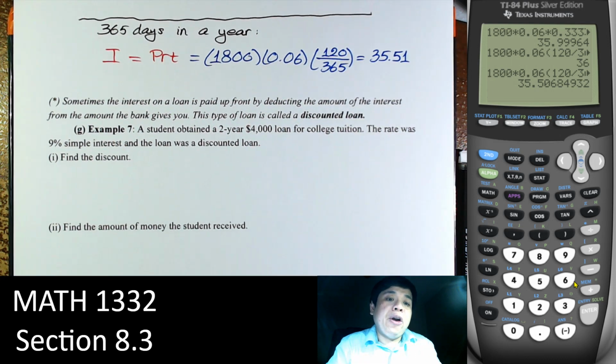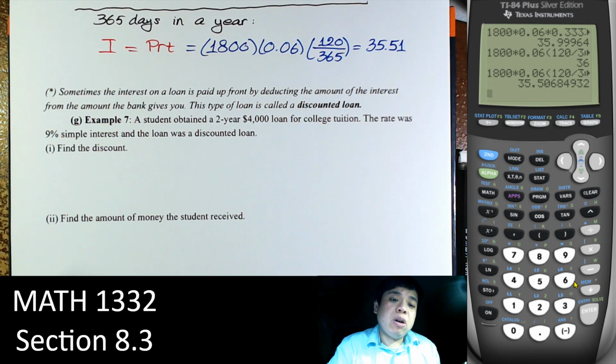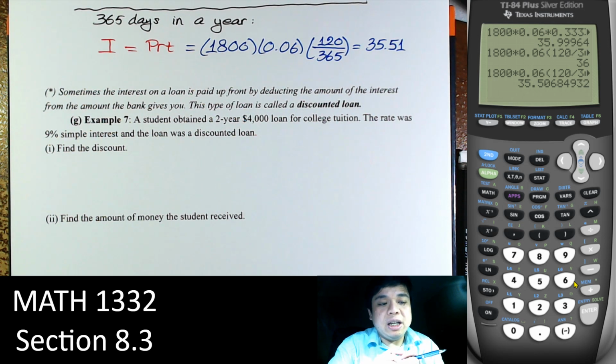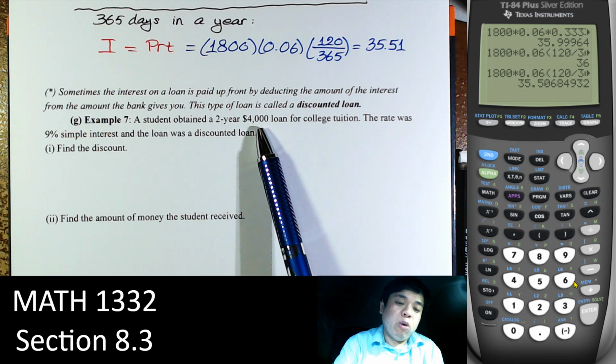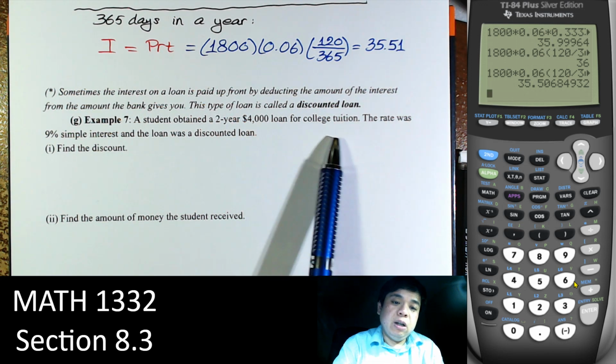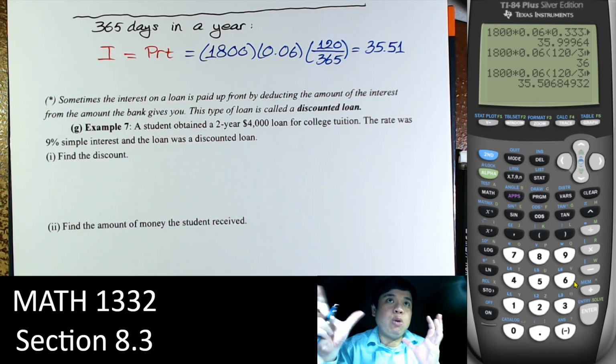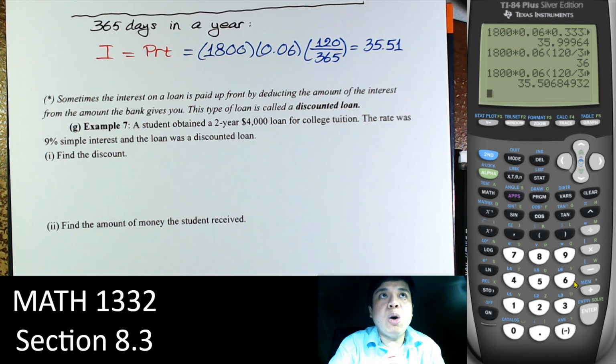Right. Another one is called the discount loan. So it sounds good with a discount, right? But actually it's not. The problem with the discount loan is that, for example, if we borrow a 4,000 loan and the rate is 9% interest, then we take away the interest and only pay you what's left.